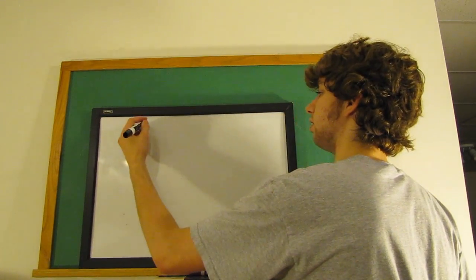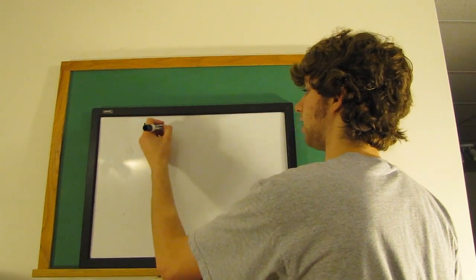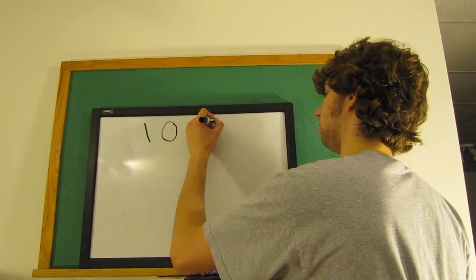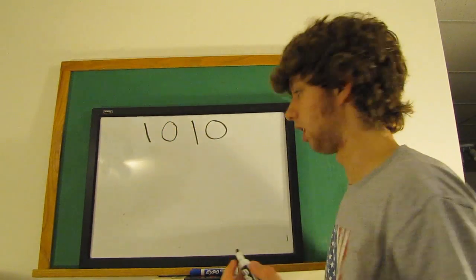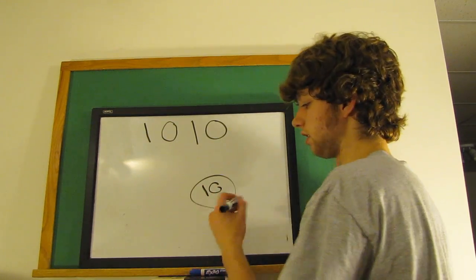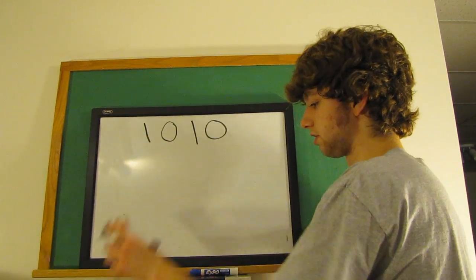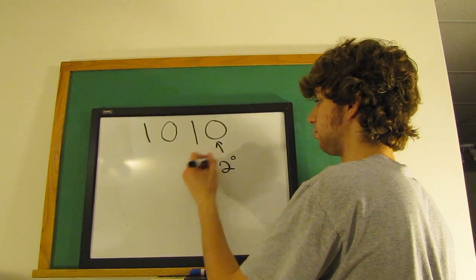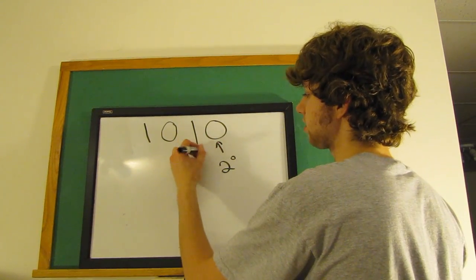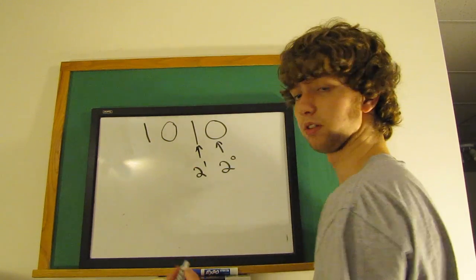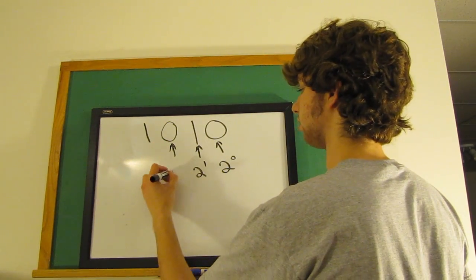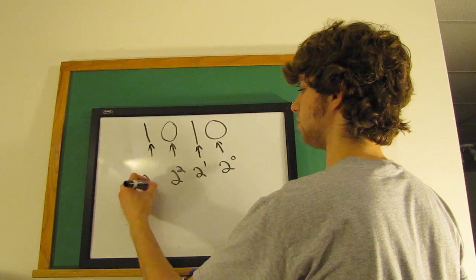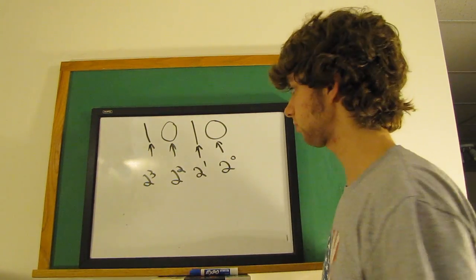Alright, so let's say we have the binary number 1, 1, 1, 0. I know ahead of time this is equal to 10, just so you guys know, but you can see how I figure it out. So this is going to be 2 to the 0th power, this is 2 to the 1st power, this is 2 to the 2nd power, and this is 2 to the 3rd power.